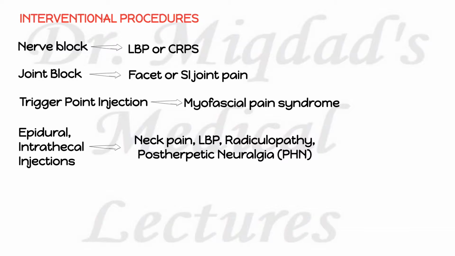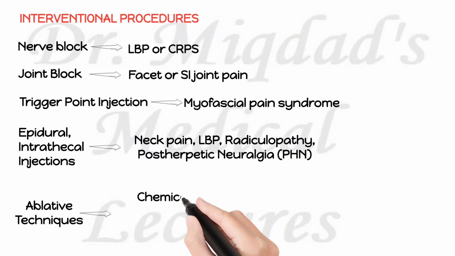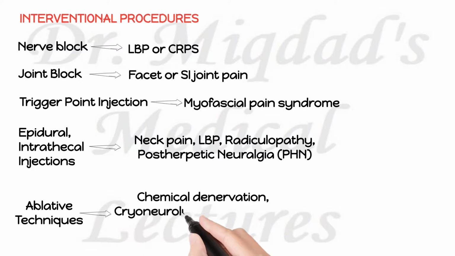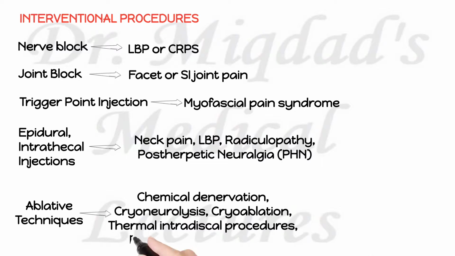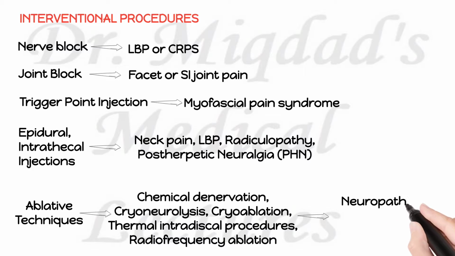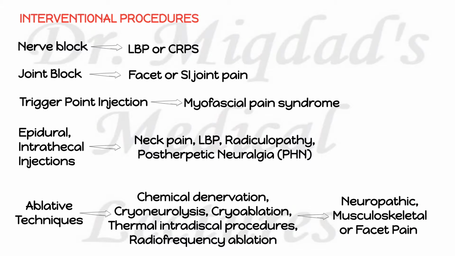Then next is ablative techniques. These are relatively more aggressive techniques compared to those we have discussed till now. These include chemical denervation, cryoneurolysis, cryoablation, thermal intradiscal procedures, radiofrequency ablation, etc. And they can be considered in cases of neuropathic, facet or musculoskeletal pain. And they should be considered only if other less aggressive interventions have failed.